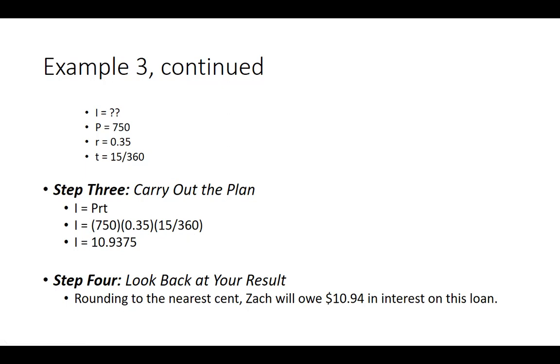So 750 times 0.35 times 15 divided by 360 gives us an I of 10.9375. Rounding to the nearest cent, Zach will owe $10.94 in interest on this loan.